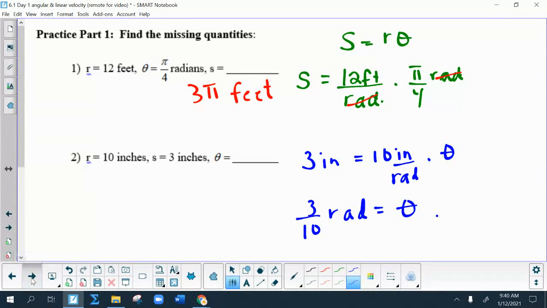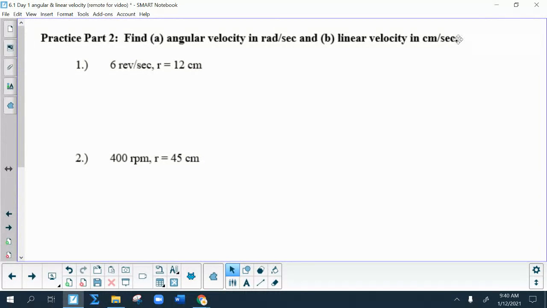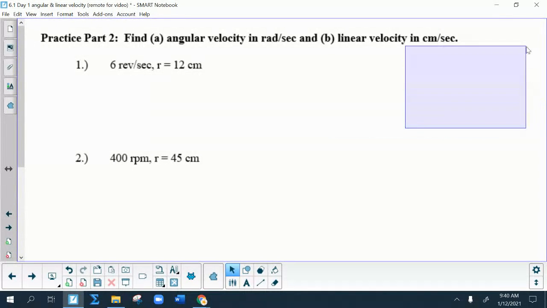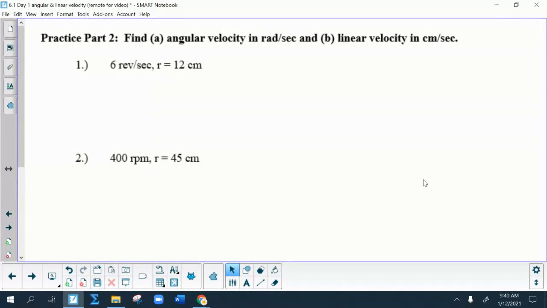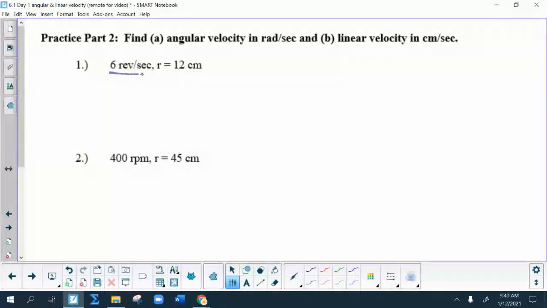All right, moving on to the next part. Now we're going to work with angular and linear velocity formulas as opposed to just arc length. First of all, this first part right here: 6 revolutions per second. Anytime you see revolutions, that is your angular velocity. It's just not in the right format, so we need to get it into that format.